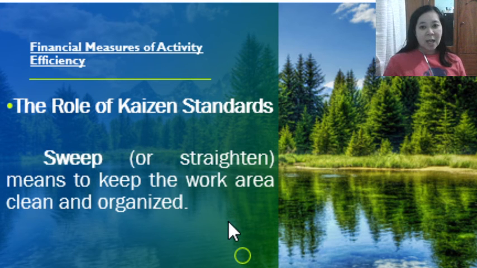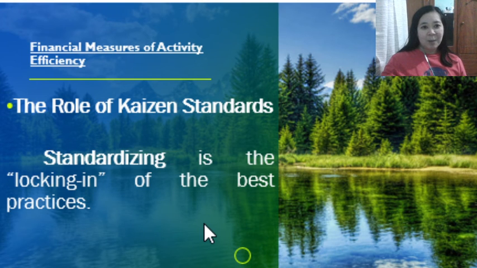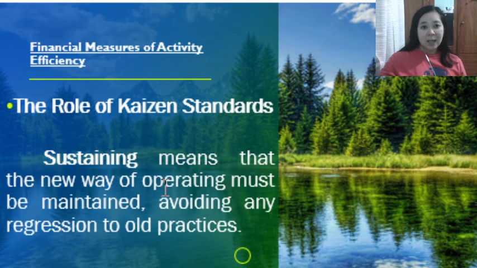The next S is sweep or straighten. This means to keep the work area clean and organized. That's just it, sweeping. The next S is standardizing. This is the locking in of the best practices. After identifying those best practices, you should retain or improve those. And the last is sustaining. This means that the new way of operating must be maintained. Avoid any regression to old practices. So sustain the new way of improved operations.